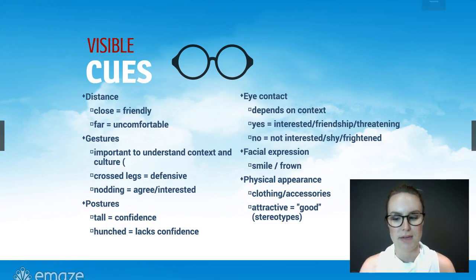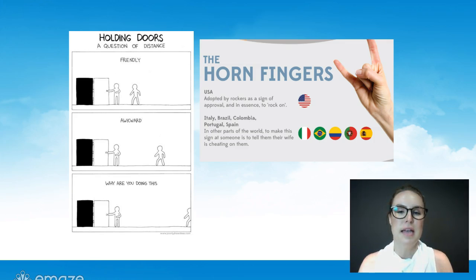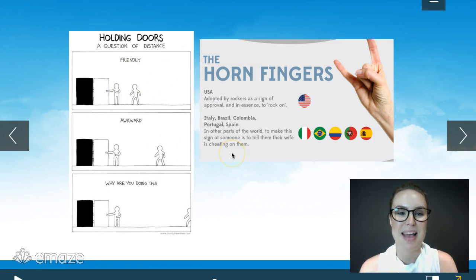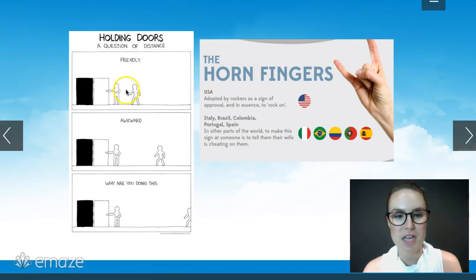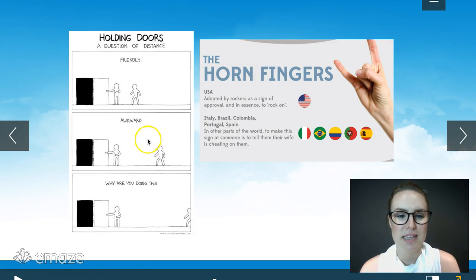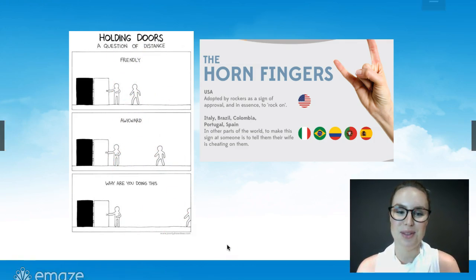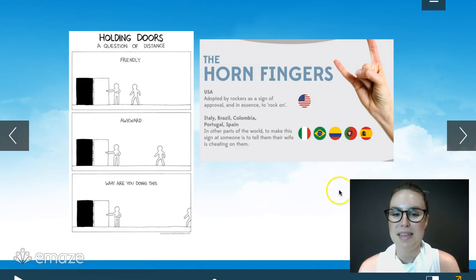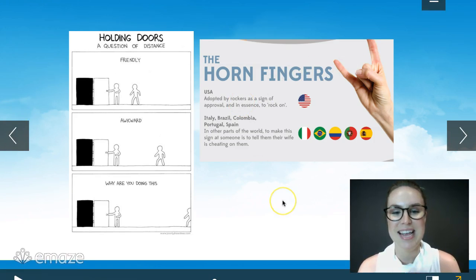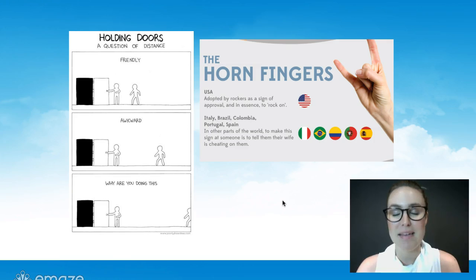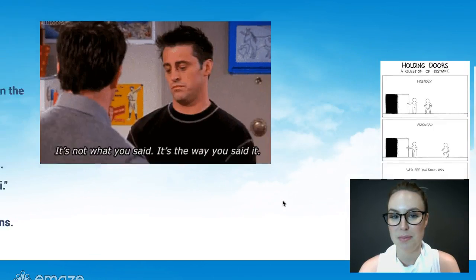This one on the left I love, and it's talking about the distance at which you would hold a door open for someone. So nice and close, that's friendly. It starts getting really awkward, and even more awkward the further away they are. This I think is hilarious as well, mostly because of the definition, but just to show you that it can mean something different in every culture. It can mean that you are telling someone that their wife is cheating on them, which is very different to how we would use this symbol.